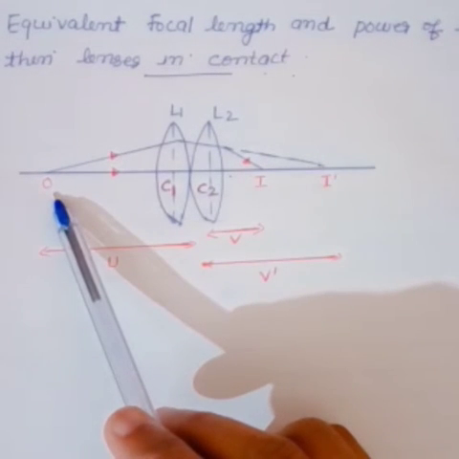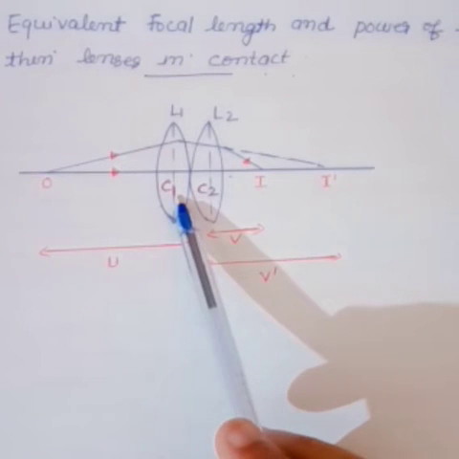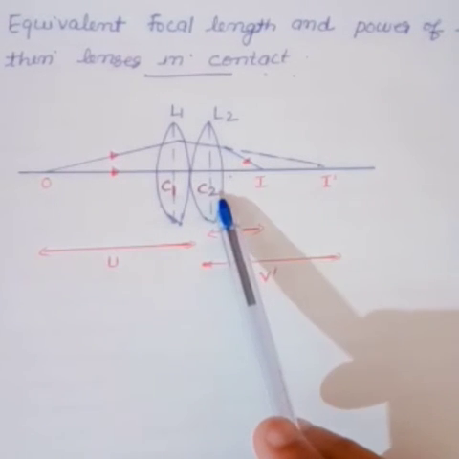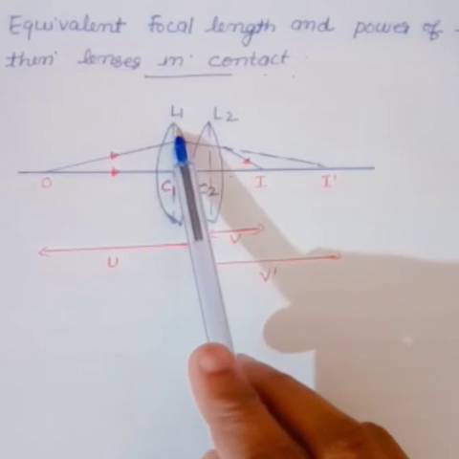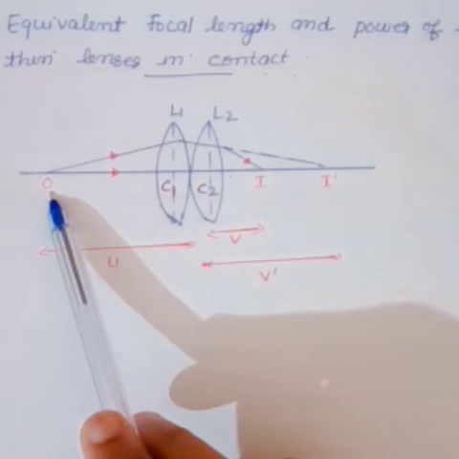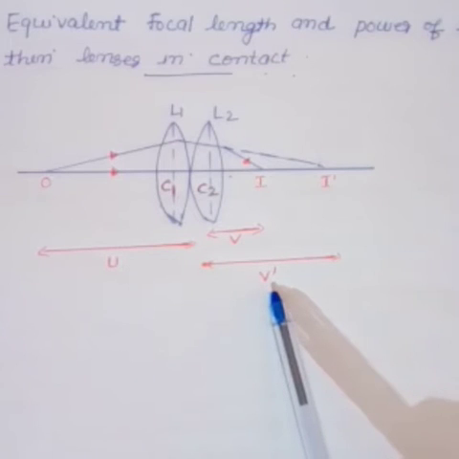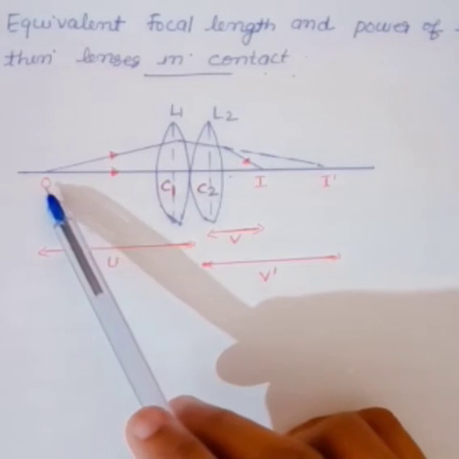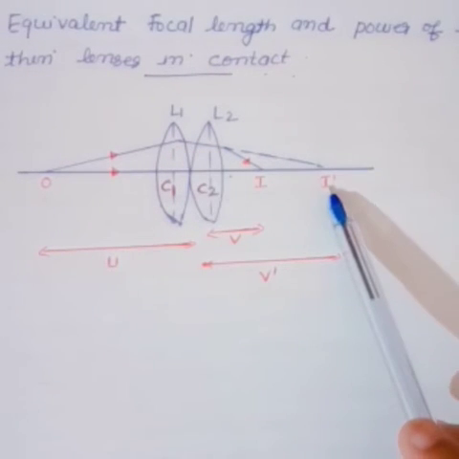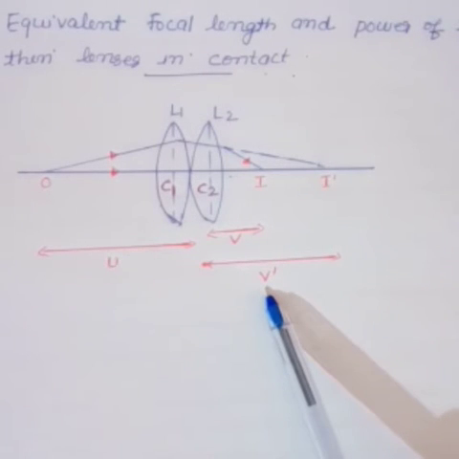O is the object, and OC1 is U, the object distance. In the absence of the second lens L2, the first lens L1 will form a real image I dash of O at a distance C1 to I dash, which is V dash. So the first lens L1 forms a real image I dash, and its image distance is denoted by V dash.